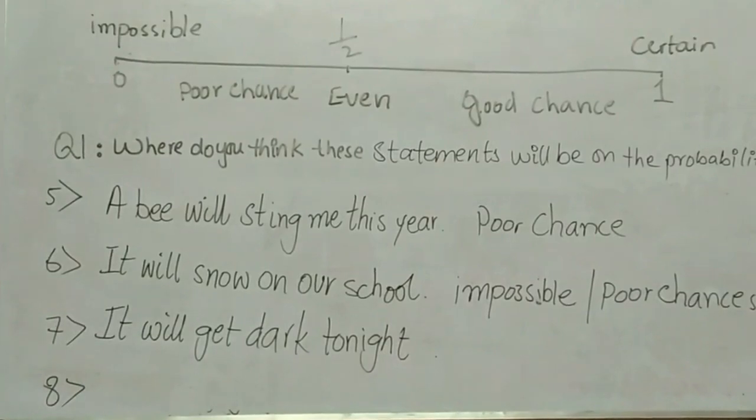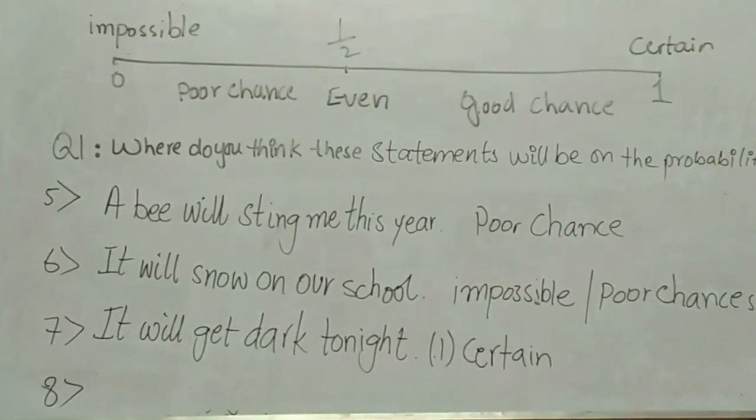Now come to the 7th example. It will get dark tonight. There are 100% chances. It is certain that after day the night will come, and in night there is darkness. So we can write certain here. So in numbers we can write 1, and in words we write certain.